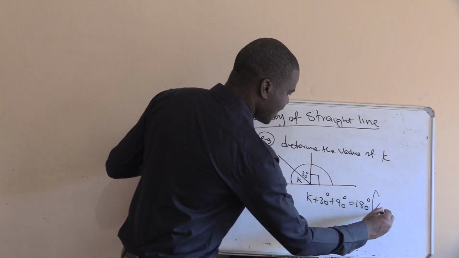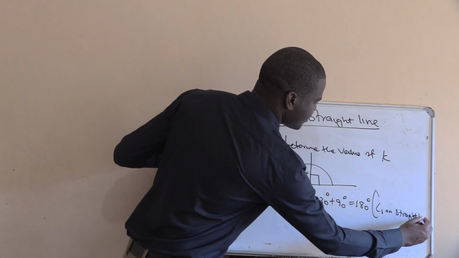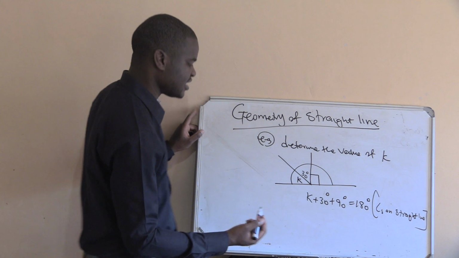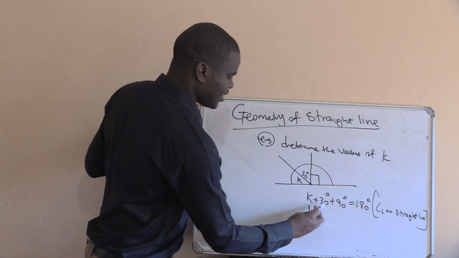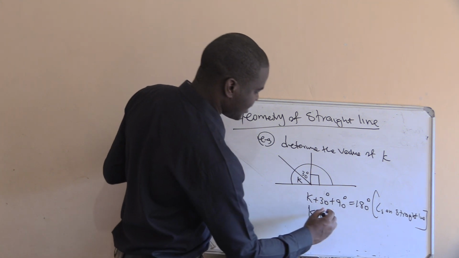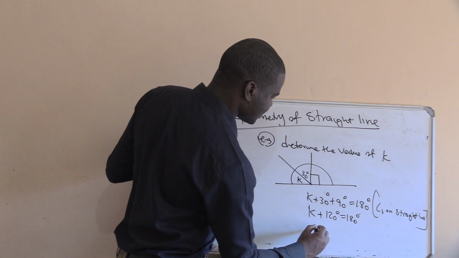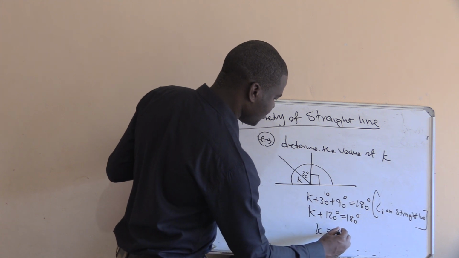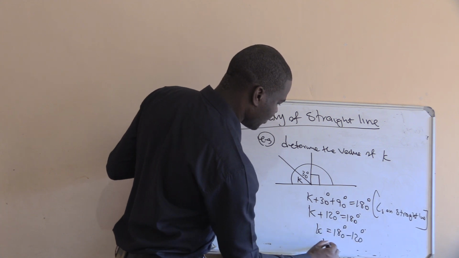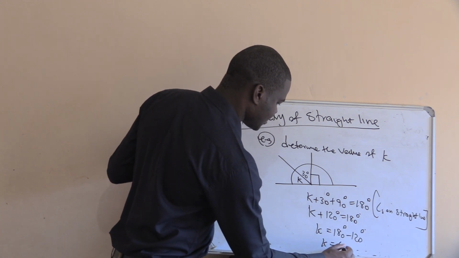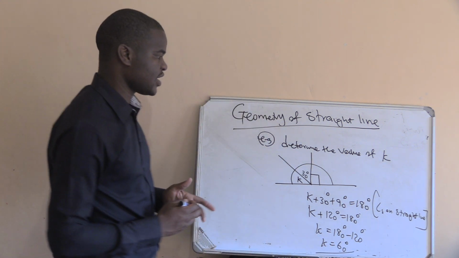What is the reason? Angles on a what? Straight line. Angles on a straight line, they add up to 180. Therefore, you are going to say K plus 30 plus 90. This is 120 is equal to 180 degrees. Therefore, the value of K will be 180 minus 120. Therefore, our K is going to give us 60 degrees. This is the value of K.